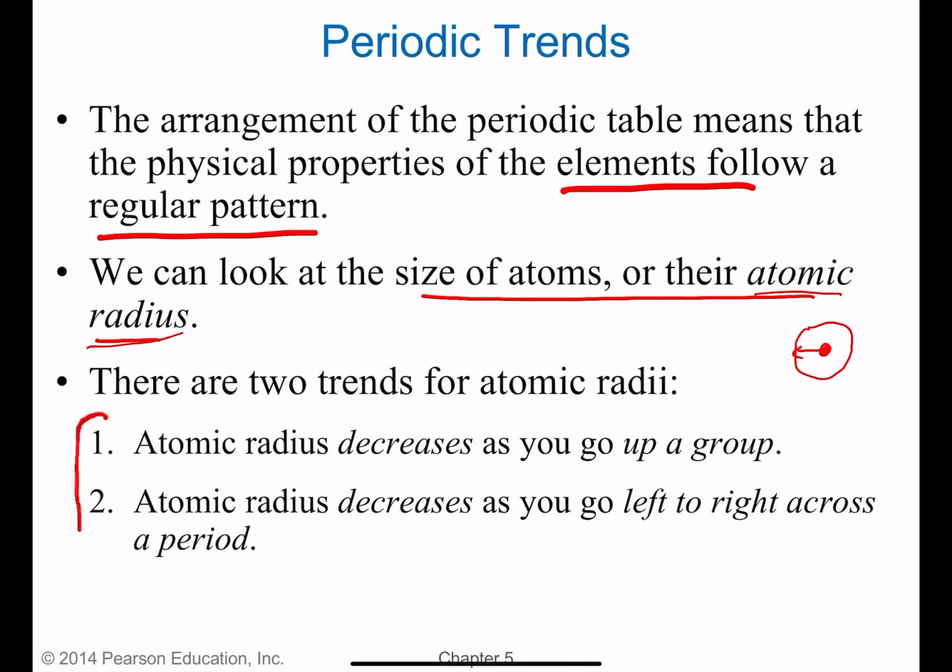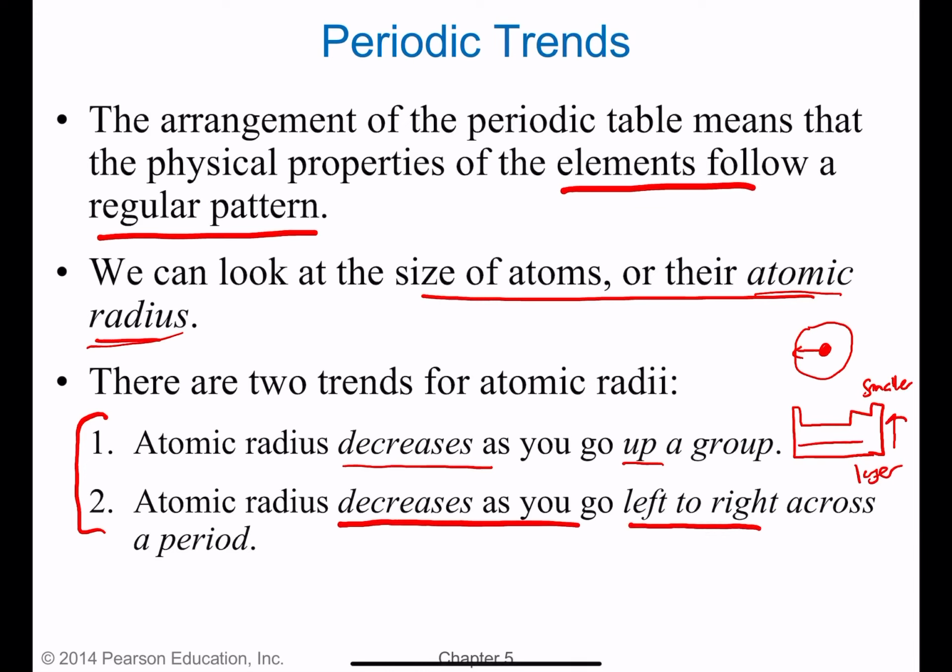And here are the 2 basic rules for that trend. Atomic radius decreases as you go up. So in our periodic table, atomic radius decreases as you go up. So up top, they're smaller, and then they're larger down at the bottom. Atomic radius decreases as you go from left to right. So as you go from left to right, they get smaller, not larger, and there's a good reason for that.